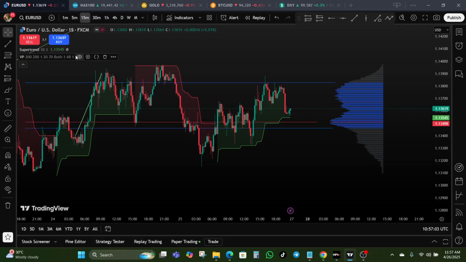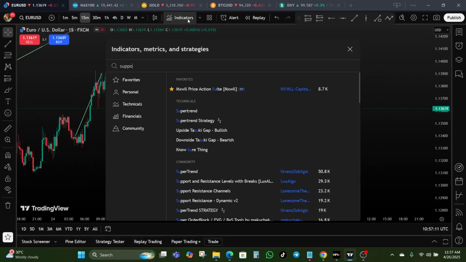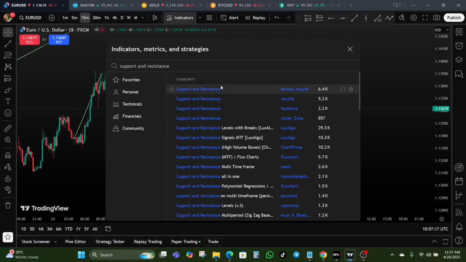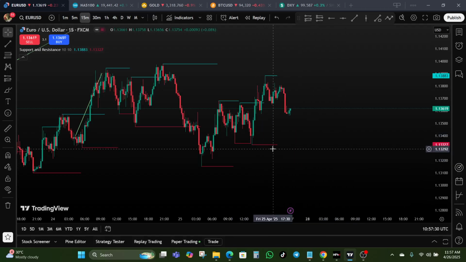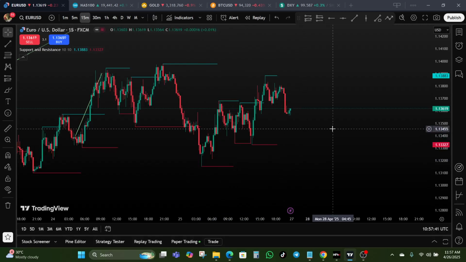Okay, so basically that is it. Now, the next indicator we are going to look at is the support and resistance indicator. It's an automatic support and resistance indicator. This one automatically maps out key levels where price is likely to struggle. Okay, so basically when you see price smashing through these levels with momentum, you've likely spotted a breakout opportunity.